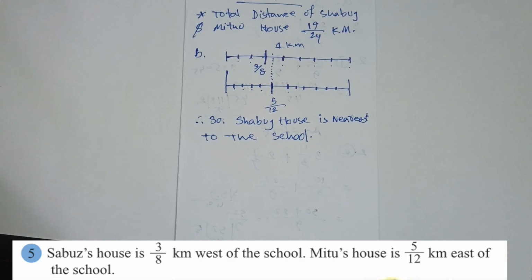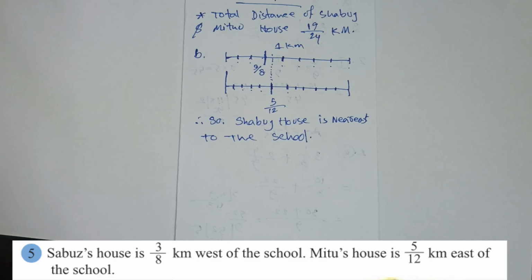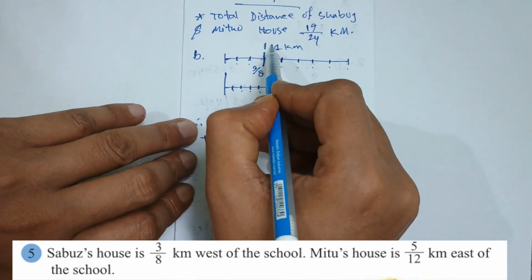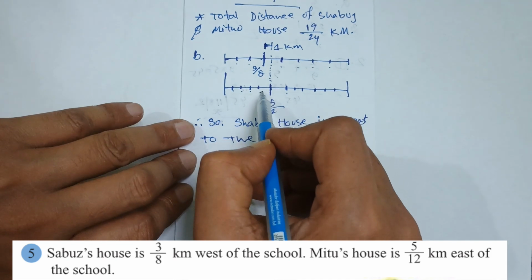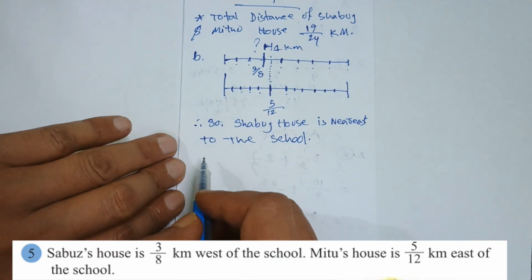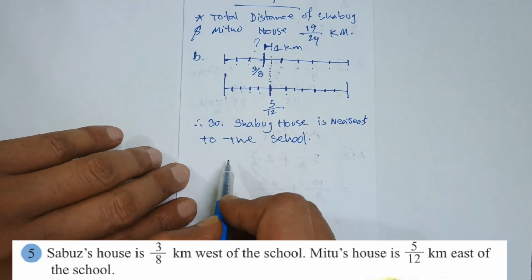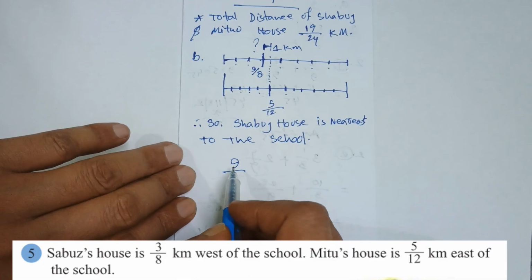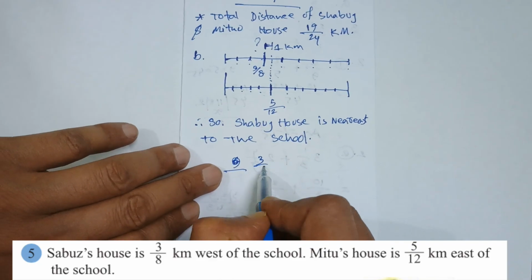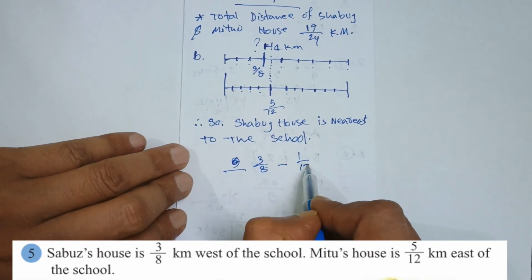And what is the distance of Shobu's and Mitu's houses from the school? That means this is the distance, and they want to know what this distance is. Then we can write here: the larger one 3/8 minus 5/12.